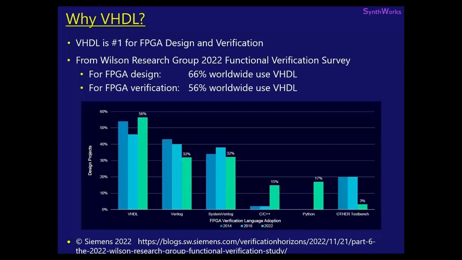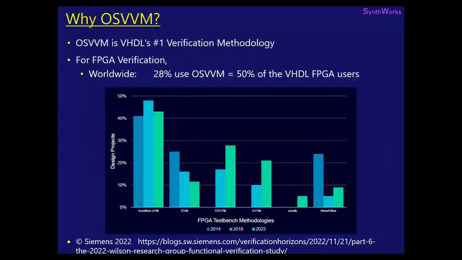That means VHDL is the #1 FPGA design and verification. Note, I was careful about that. ASIC, it is System Verilog. All right, mostly, except for Europe. Now, what about OSVVM? Well, worldwide, same survey, 28% use OSVVM. That's roughly 50% of the VHDL FPGA users use OSVVM. Okay, so that makes OSVVM VHDL's #1 verification methodology.